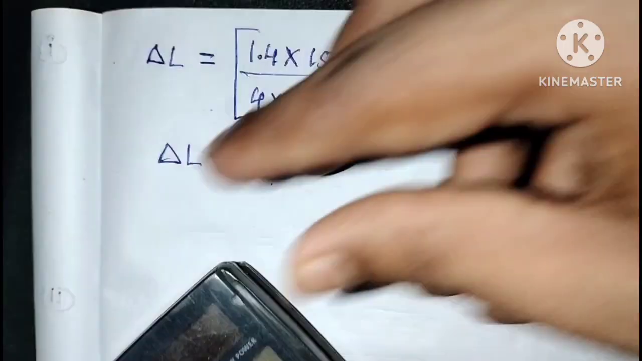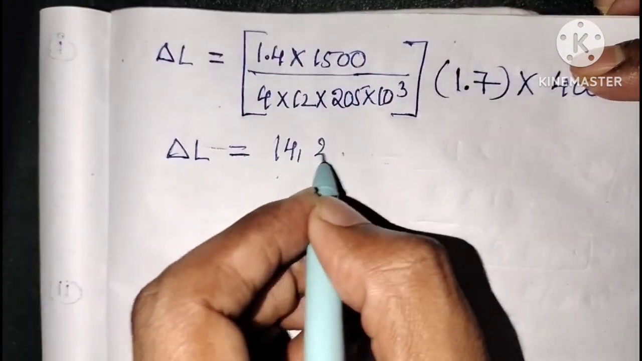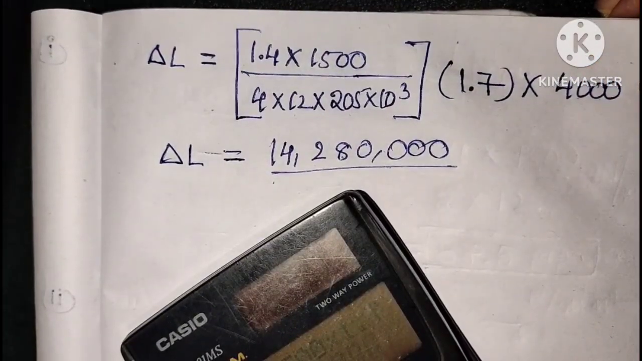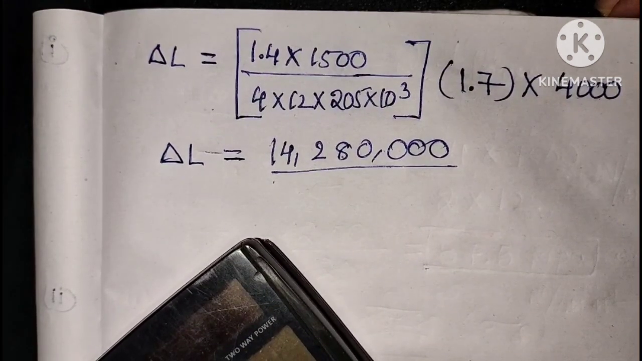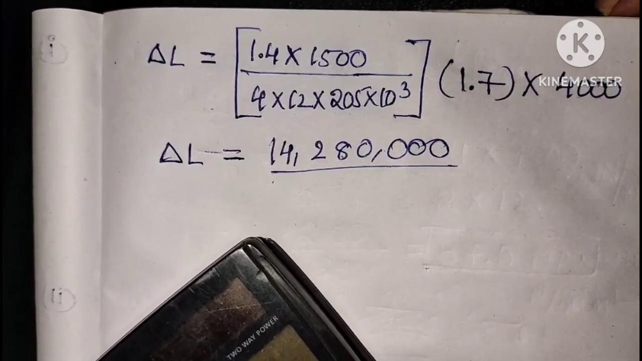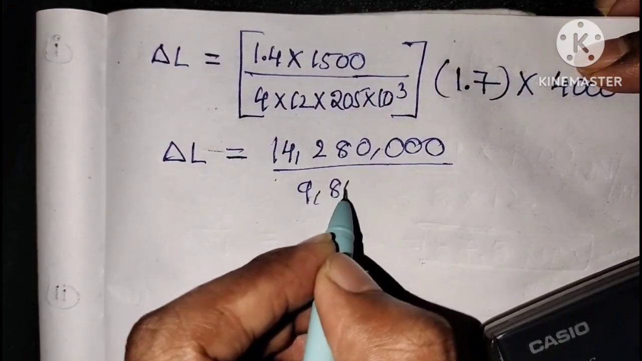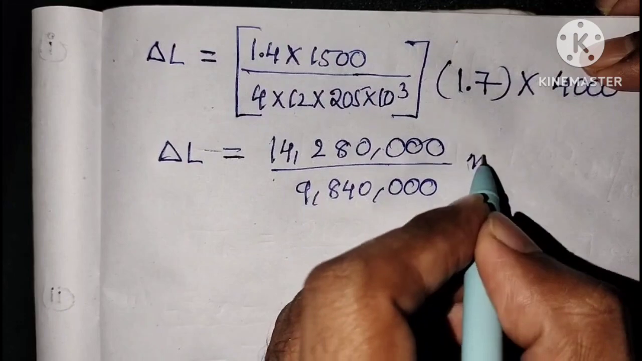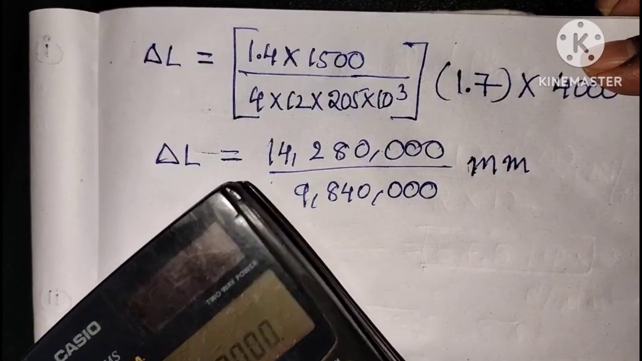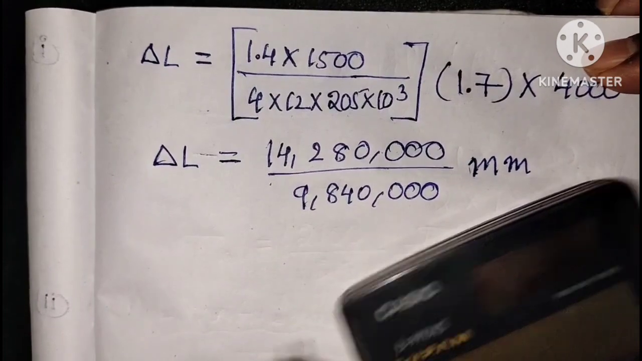so you will get 14,280,000 by, and denominator value 4 into 12, 48 into 205 into 1000, 9,840,000 mm. Change in length units mm. So let us divide 14,280,000 by 9,840,000, you will get 1.451.